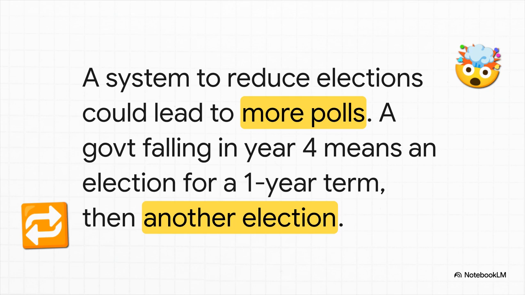Okay, picture this. A state government collapses 4 years into its term. Under this new system, you'd have to hold an election for a new government that would serve for just 1 year. Then everybody would have to go back to the polls again for the regularly scheduled 5-year election. A system designed to have fewer elections could actually end up giving us more of them.